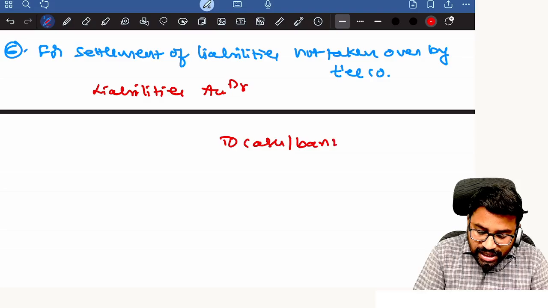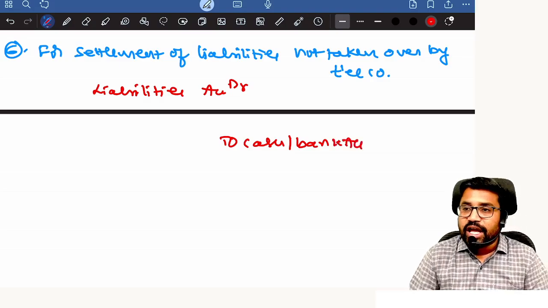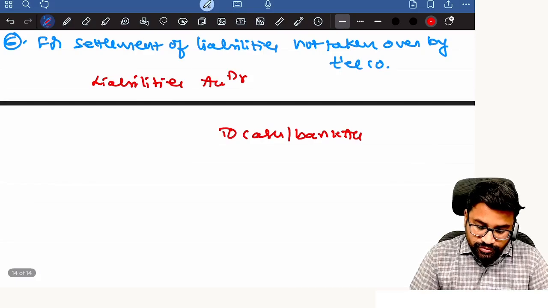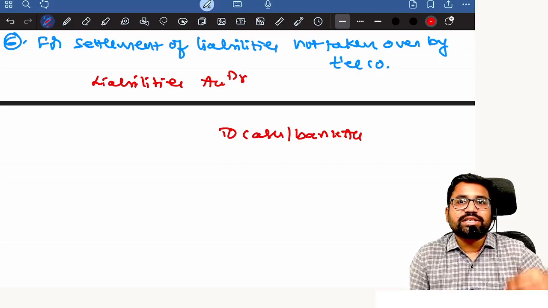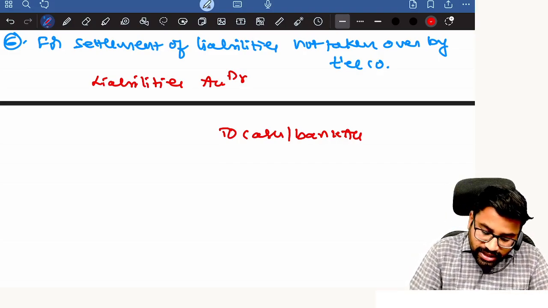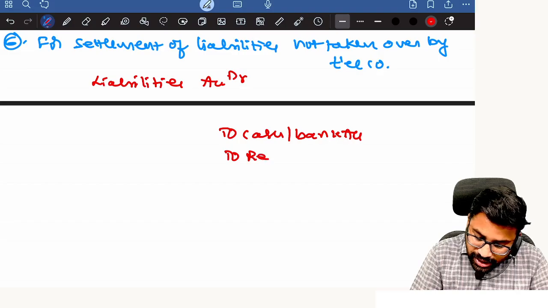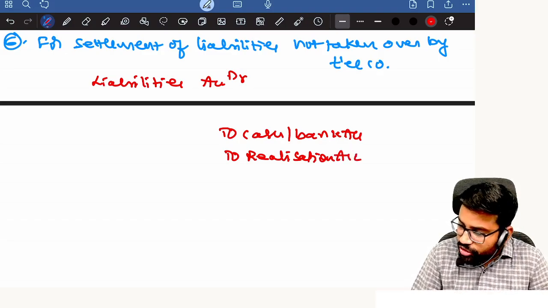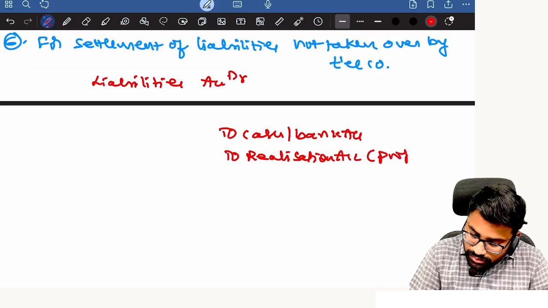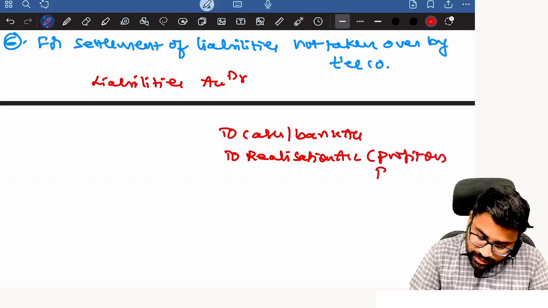And when you are settling a liability, either you may end up in gain or loss. For example, liability is 100, sir. You may pay 90 rupees because creditors has given a discount. In that case, you credit balance to realization account. Realization account. What is this? This is profit on payment.